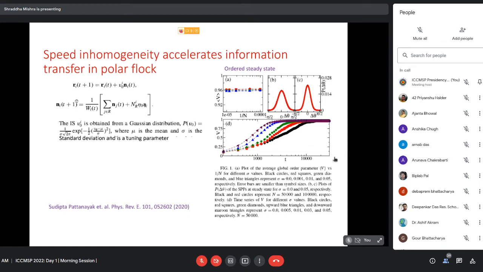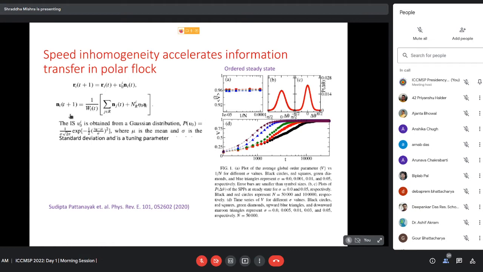The second equation is the alignment mechanism, which is slightly different. It's actually the vector alignment, not the angular alignment of the previous case. So this is the alignment with the neighbors, and this is the randomness present due to the noise. We simulated this system for various sigma. We can study different noise strengths, but we focus on the ordered state, not near the phase transition.